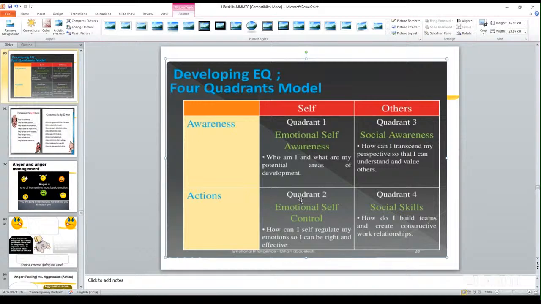That's quadrant 1. Go to quadrant 2, emotional self control. How can I self regulate my emotions so I can be effective?